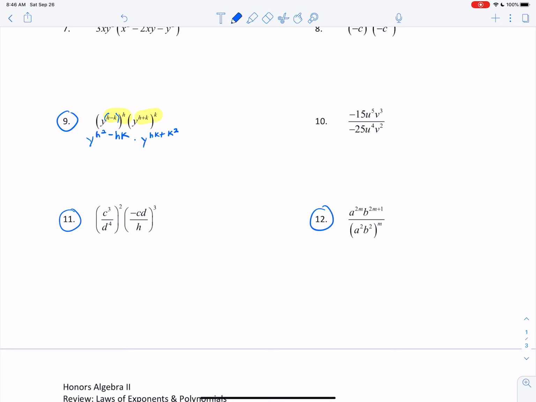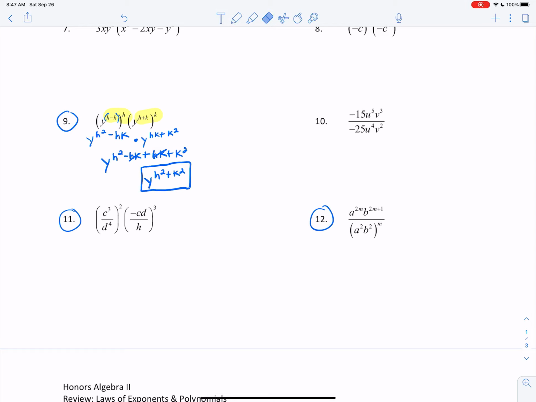So we're multiplying our powers. Now we have multiplication with the same base, so we can add our exponents. We can write a single power of y. We're going to have h squared minus hk plus hk plus k squared. And now let's simplify any like terms. Negative hk plus hk is 0. So we end up with y to the h squared plus k squared. So your exponent is that binomial h squared plus k squared.